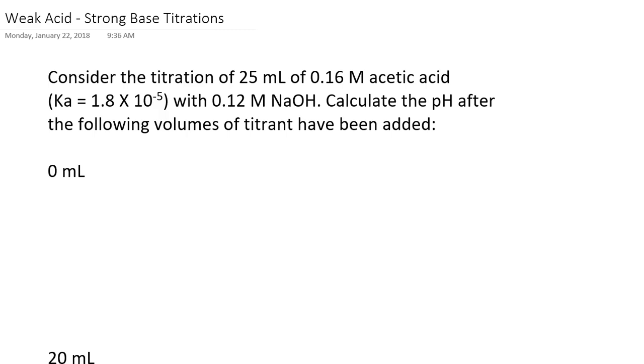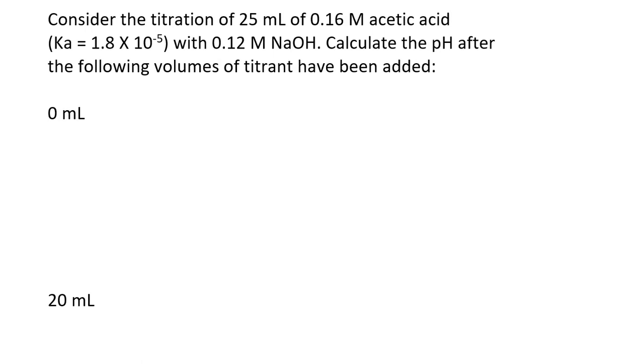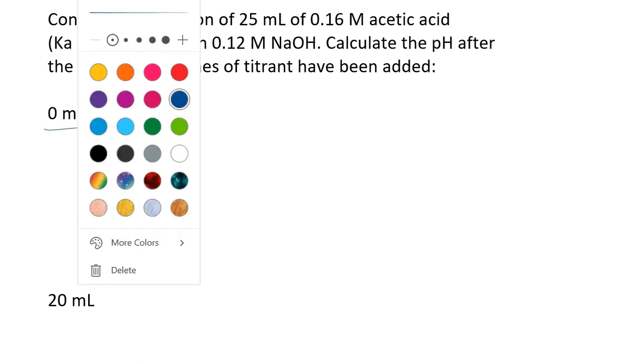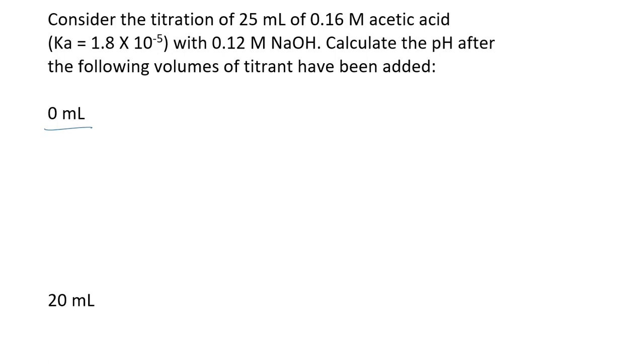If you recall, basically in class we were discussing how if I were titrating 25 milliliters of 0.16 molar acetic acid with 0.12 molar sodium hydroxide, what I would need to do to actually calculate the pH after several volumes of the base titrant had been added. And so if you recall, we said that if I were working with the solution of 0.16 molar acetic acid, and I hadn't added any base yet, then the pH of the system would depend entirely on the acetic acid on its own.